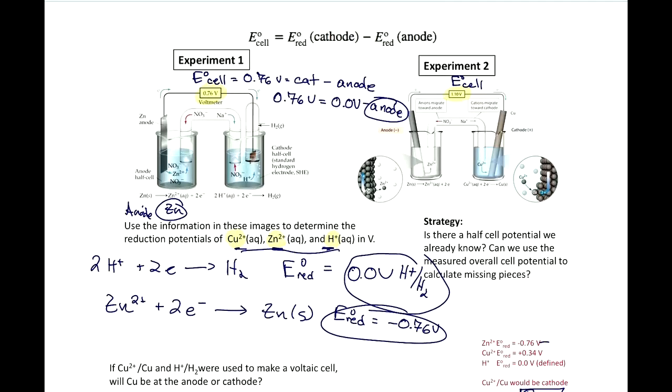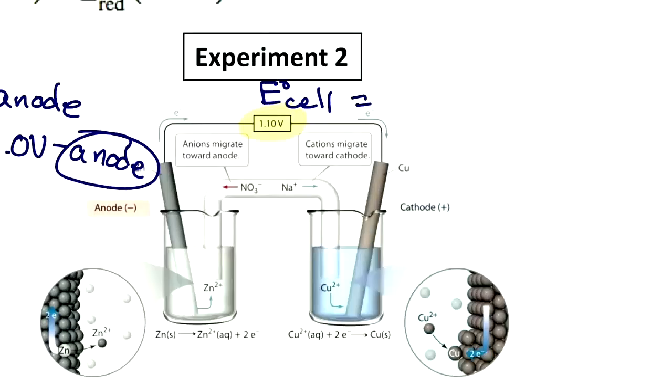So then we can use that information to give us more information about experiment 2. Now we know the reduction potential for hydrogen and for zinc. So what is occurring in experiment 2? What substance is the anode? Zinc. What substance is the cathode? Copper. So the E cell potential is 1.1 volts equals cathode minus anode. Which one of those do we already know? We just calculated zinc, so we know the anode. That's the one we know.